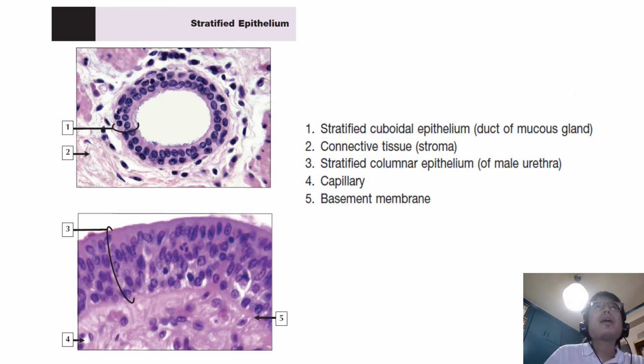Following is the light microscope image of stratified cuboidal epithelium lining the duct of a mucus gland, and below it is stratified columnar epithelium of the male urethra. So again, above is stratified cuboidal, below is stratified columnar epithelium.